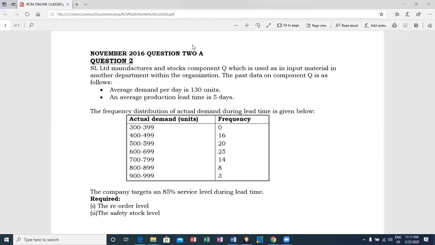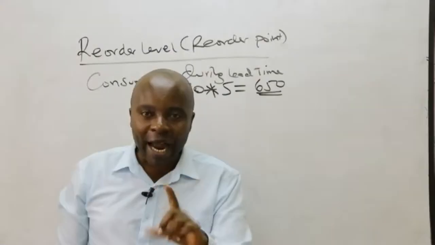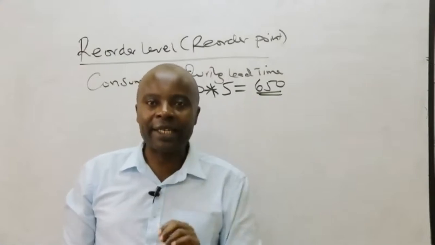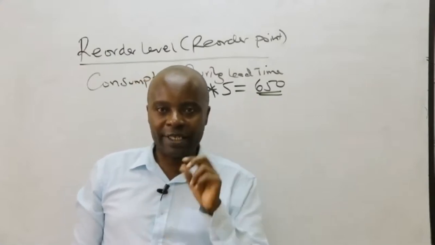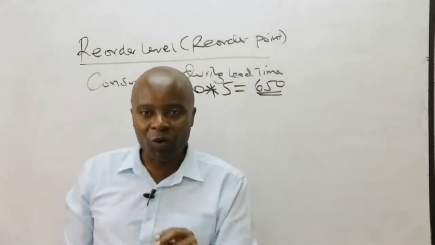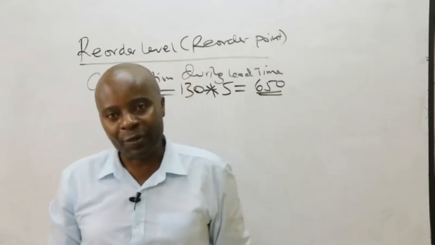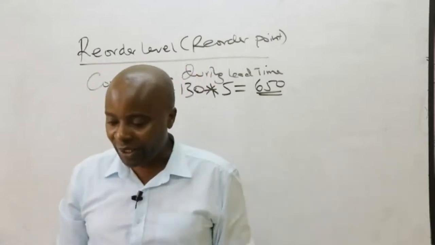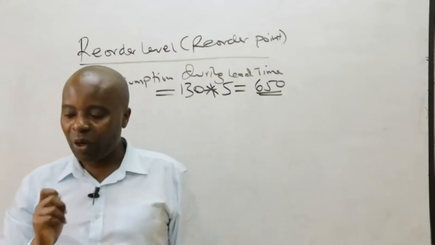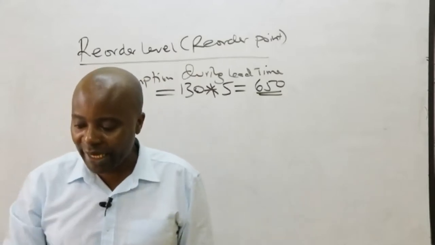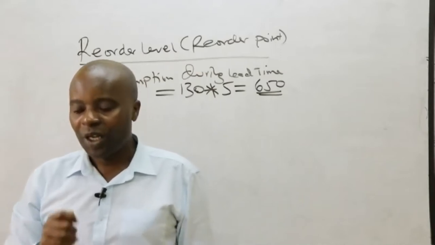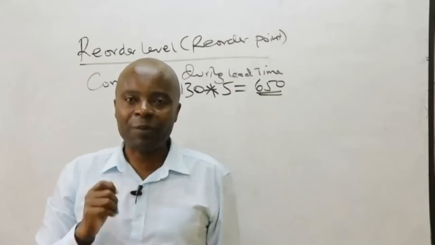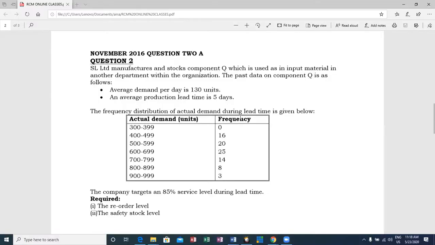After the full stop, you tell us that the examiner has provided the service level, in brackets, which is 85%. You'll be able to see in that question, before the requirement, they are telling us that the company targets an 85% service level during lead time. So if the examiner gives us service level, we need to understand first of all what this service level means.